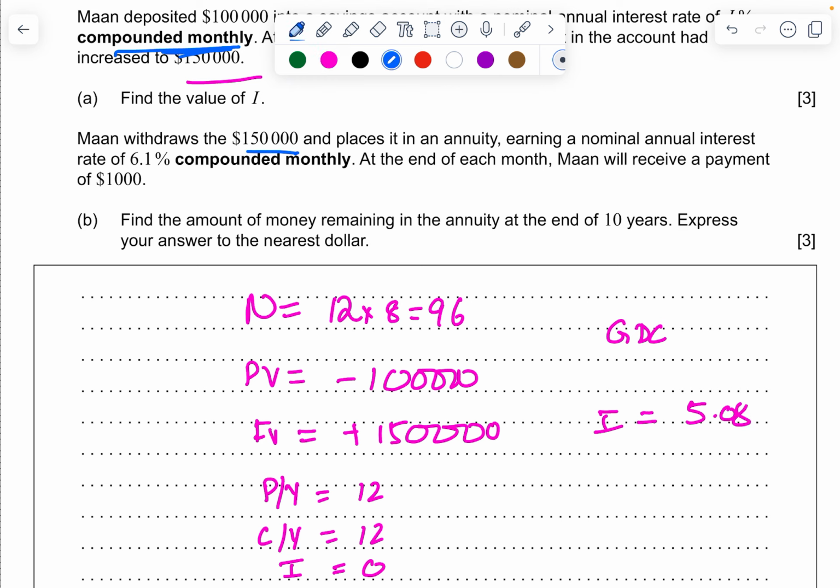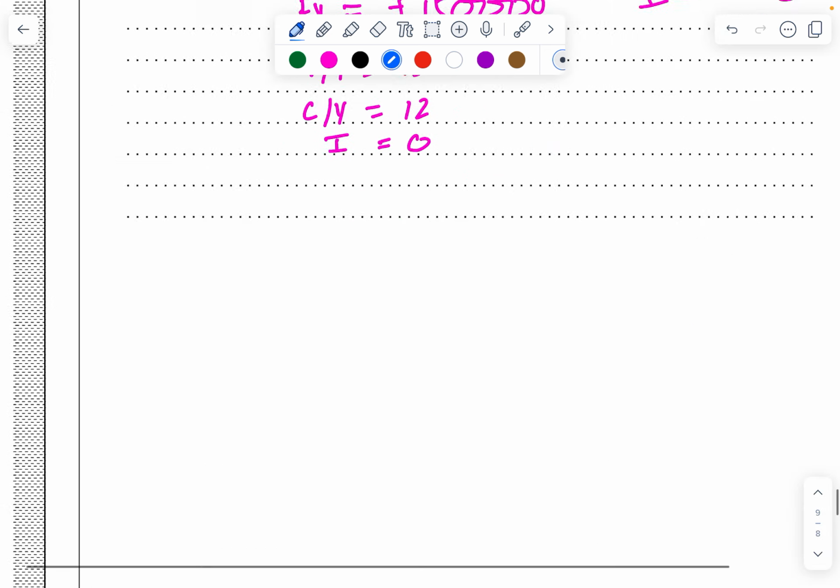The man withdraws 150,000 and places it in an annuity, earning a nominal annual interest rate of this one, again compounded monthly. At the end of each month, the man will receive a payment of $1,000. Find the amount of money remaining in the annuity at the end of 10 years.